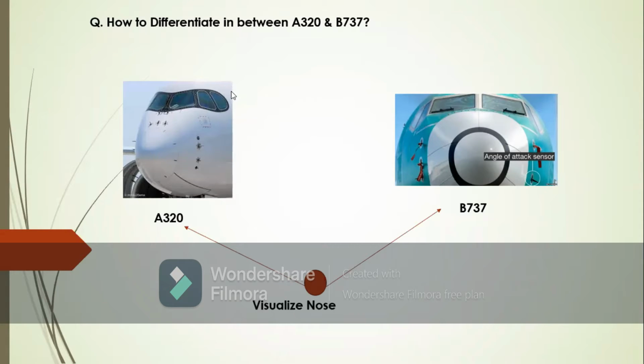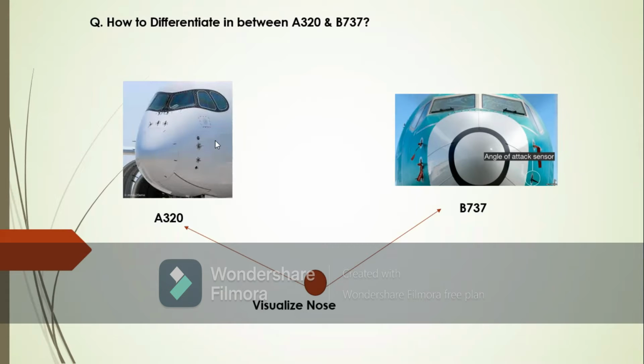Welcome today to our third session in aircraft maintenance engineering. Today we're going to be looking at how to differentiate between the Boeing family and the Airbus family. So we're going to be talking about how to differentiate between the Airbus 320 and the Boeing 737.